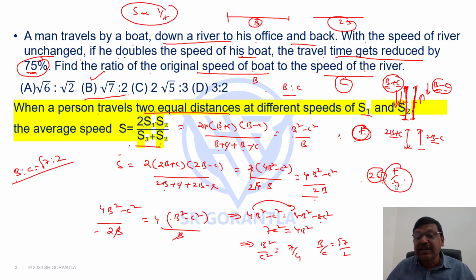Since the time in the second case is 1/4, how do we say that? It is reduced by 75%, which means the new time is only 25% of the original time, or 1/4 of the original time. If the original time is t, here it is t by 4. Why does the time become 1/4? Only because the speed has become 4 times, right? So hence our answer is choice B.